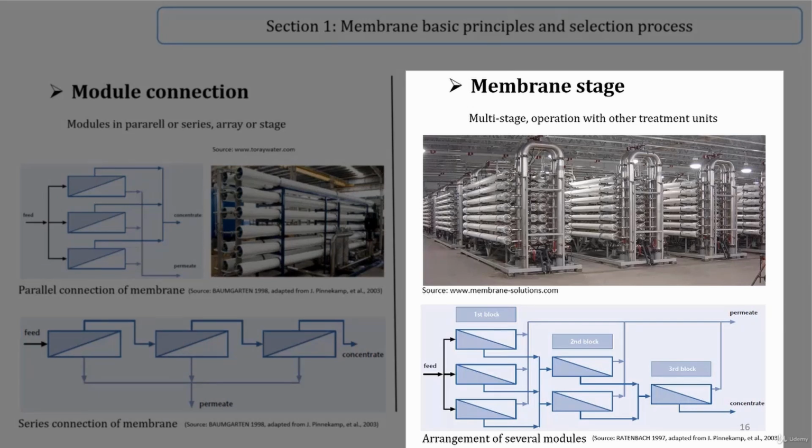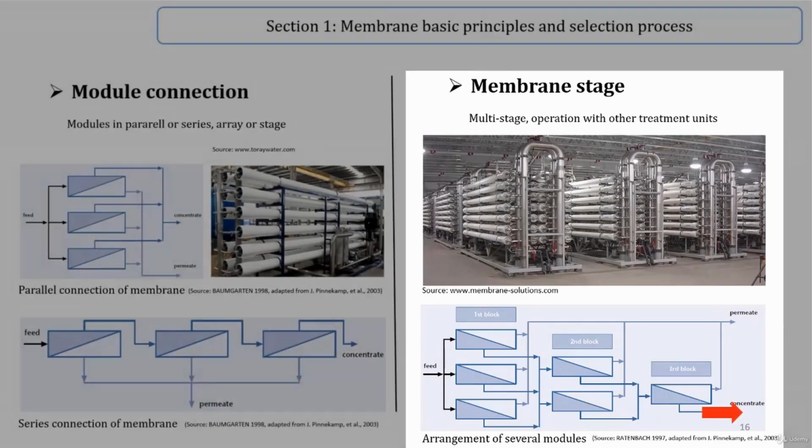In this figure, there is a three-stage membrane process in which the concentrate of the first stage is the feed of the second stage and the concentrate of the second stage is the feed of the third stage that is most concentrated.